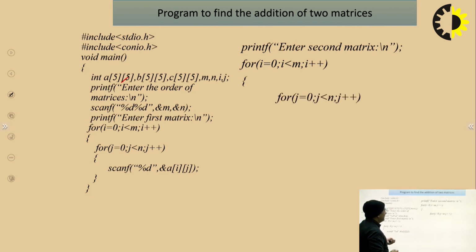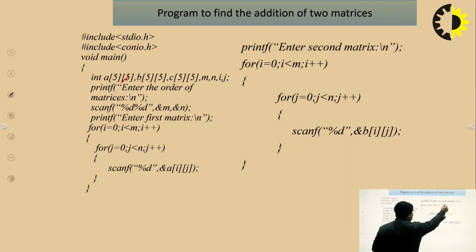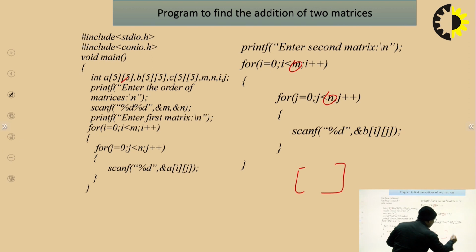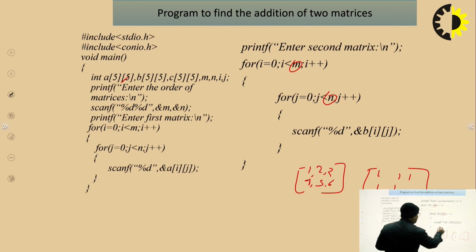We need another matrix, a second matrix, because we want to sum two matrices, right? So for the second matrix, again in the same way, we will input the second matrix. Again we have rows and columns. There is no change here because we have fixed the rows and columns for both of the matrices so that we can add them, right? So both matrices are the same size. Let's suppose the matrices look like this: you have input 1, 2, 3, 4, 5, 6, and then 1, 1, 1. For an example, this is matrix A and this is matrix B. So these are two matrices, right?